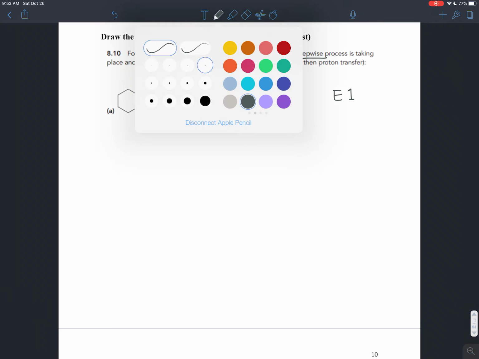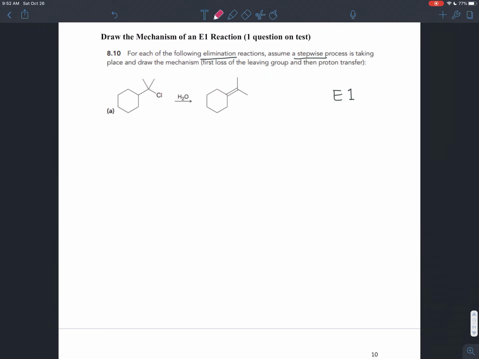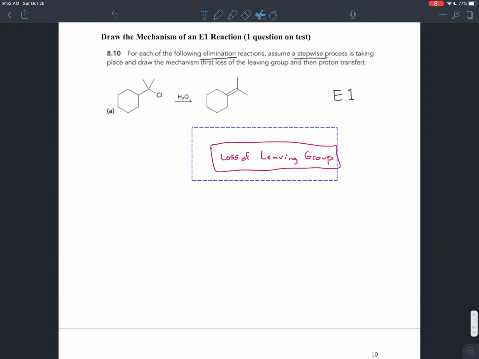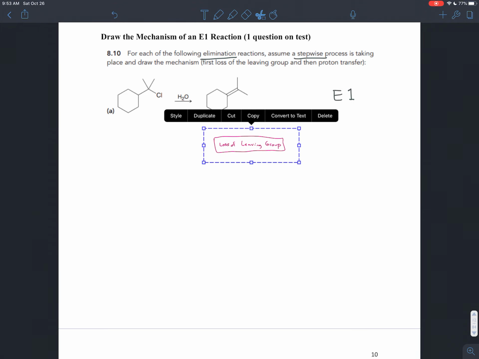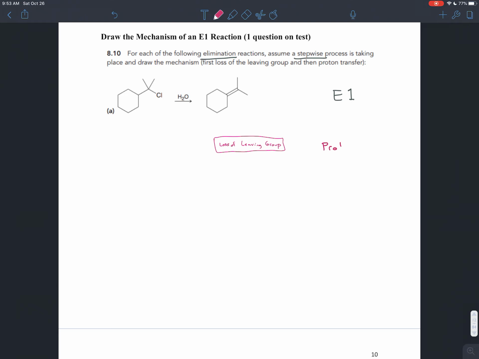In elimination reactions, you have two standard movements of electrons. You have the loss of a leaving group, and you have proton transfer. Now, in E1 reactions, these two will happen separately. They'll happen one at a time, and that's what the 1 in the E1 is talking about.